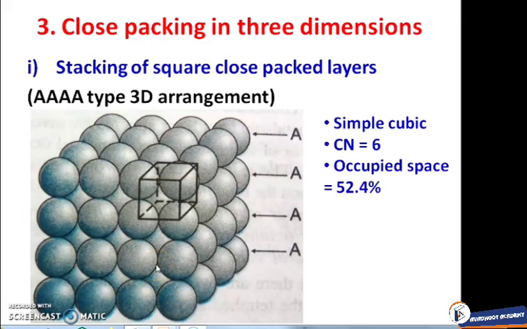square close packed layers, and this is actually a formation of simple cubic arrangement. The coordination number of each sphere or each atom is 6 and the occupied space is 52.4%.